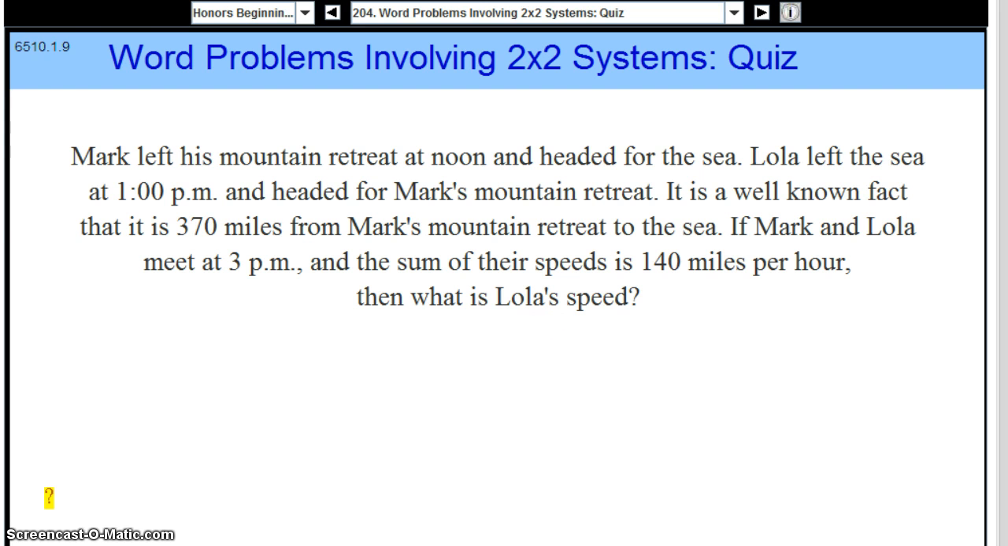Again, this is a little confusing. They meet at 3 p.m., right? So I'm assuming that's in the middle somewhere. Maybe not quite the middle, but somewhere in between the sea and Mark's mountain retreat. That's just what it sounds like. That's my best guess, and I'm pretty sure that's right. So why don't you draw out a picture, right? I think this is the best way to do it.